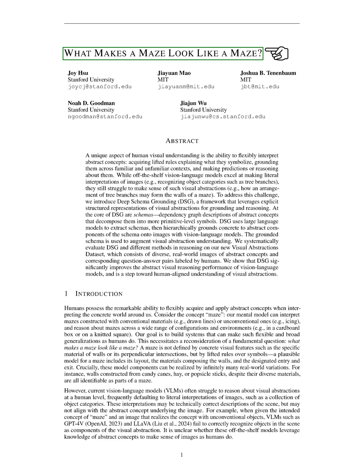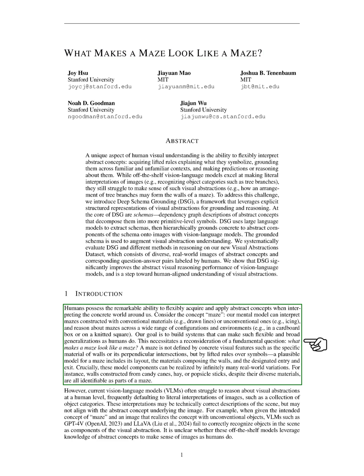Section: Introduction. In this section, we explore how humans can flexibly understand and apply abstract concepts to interpret the world around us. For example, when we think of a maze, we can recognize it regardless of whether it's made from traditional materials like drawn lines or unconventional ones like icing. Our aim is to create systems that can generalize in the same flexible way as humans do.